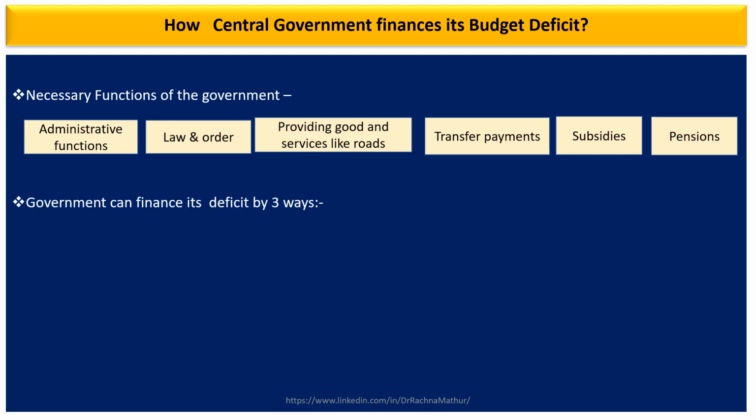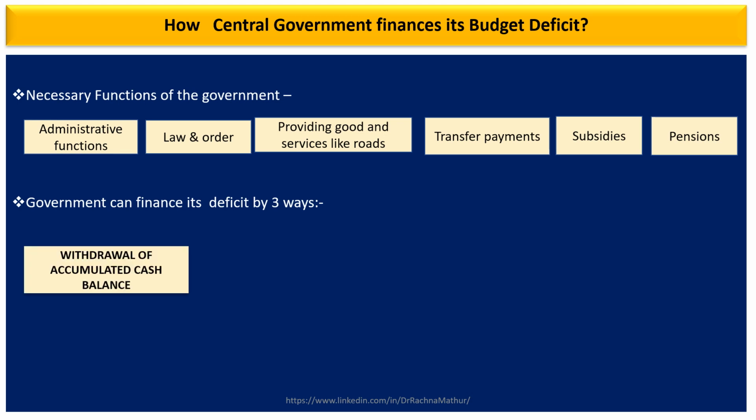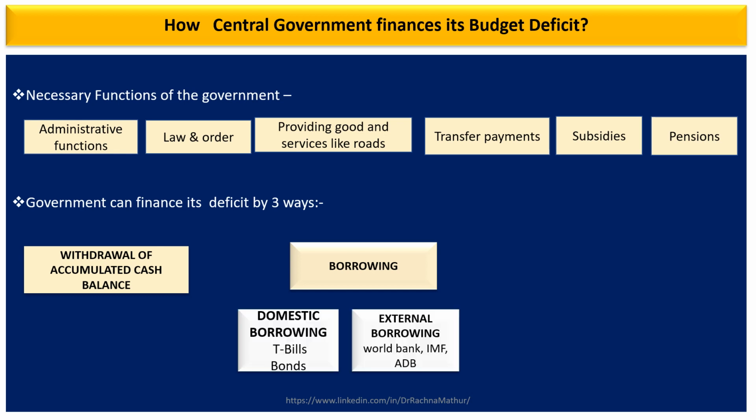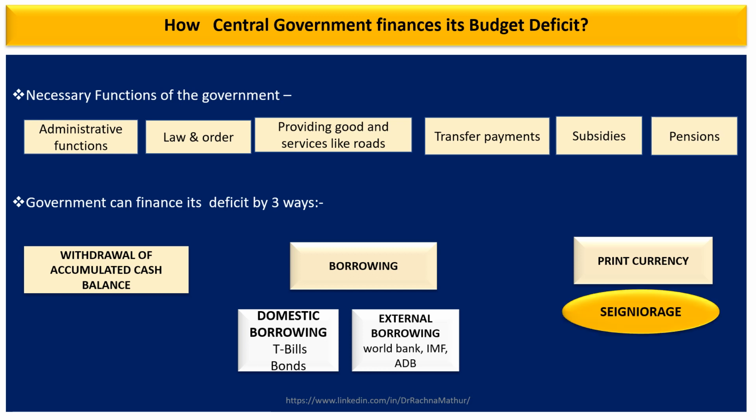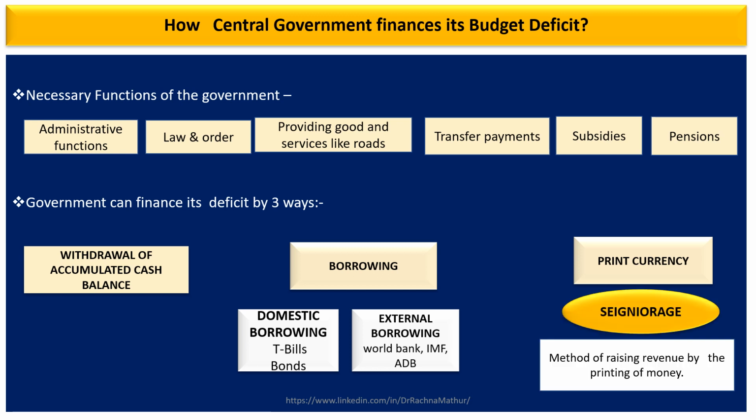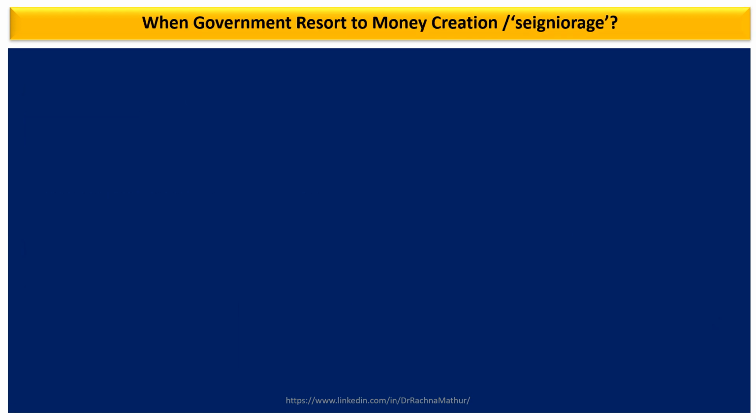There are three ways by which the government finances its deficit. One is withdrawal of accumulated cash balance. Another is borrowing, which can be done both as internal and external borrowing. The third method is printing of currency notes, that is called seigniorage, which helps the government to raise the revenue and finance its deficit. The important question that comes here is: when does the government resort to money creation?